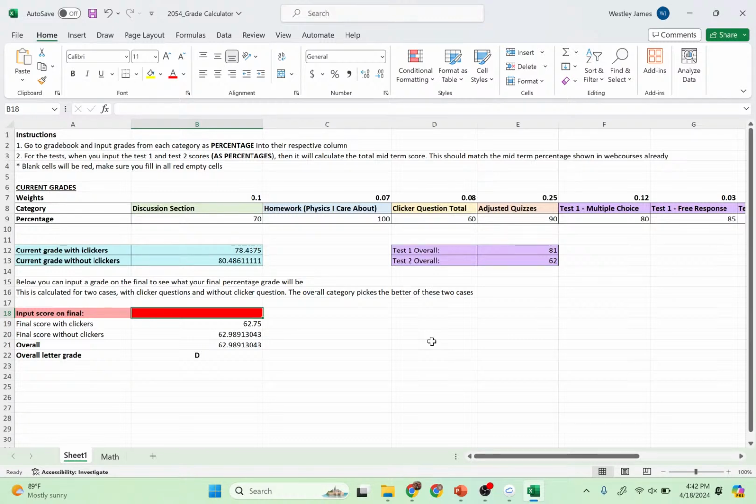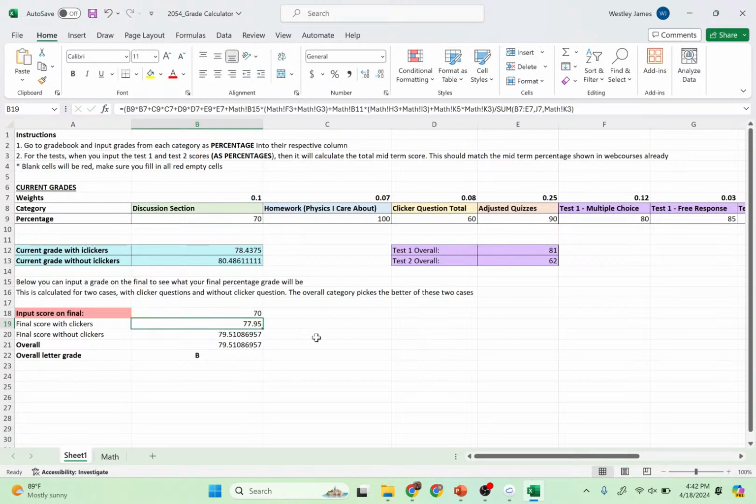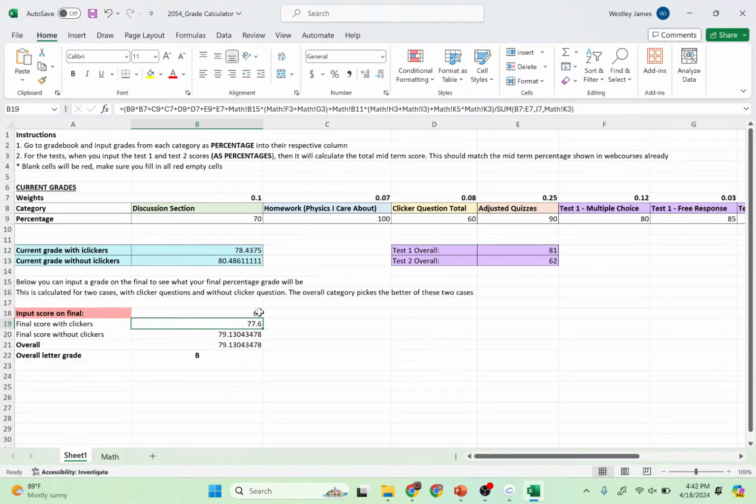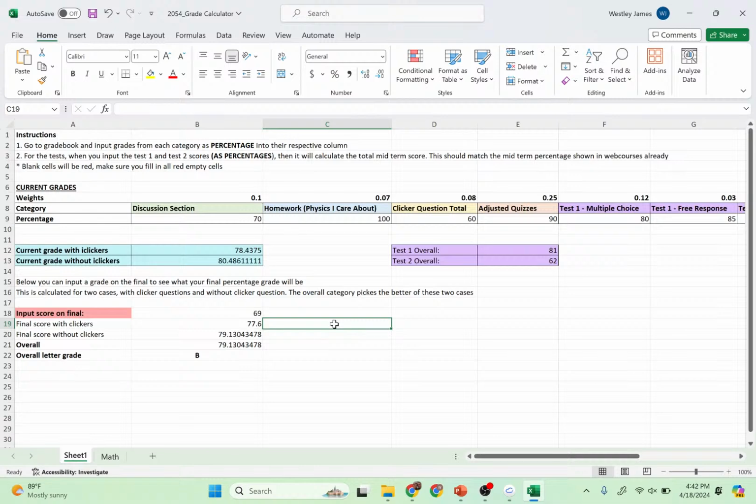You then put what, make up numbers. Say you want to see if I got a 70% on the final, what will my grade be? You put a 70% in, it shows your grade with clickers and without clickers. Remember, I take the one that's higher. In this case, it's without clickers. And you see the final letter grade. And let me purposefully pick something a little lower. Too low. All right, great. 69. Unfortunately, I had to pick that number for a reason.